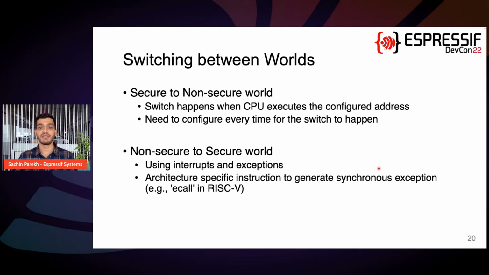Now let's see how the privileges are switched. The reason why we need a mechanism to switch privilege is because the protected application as well as the user application are running concurrently on the device. So let's first look at how the switch from secure to non-secure world happens.